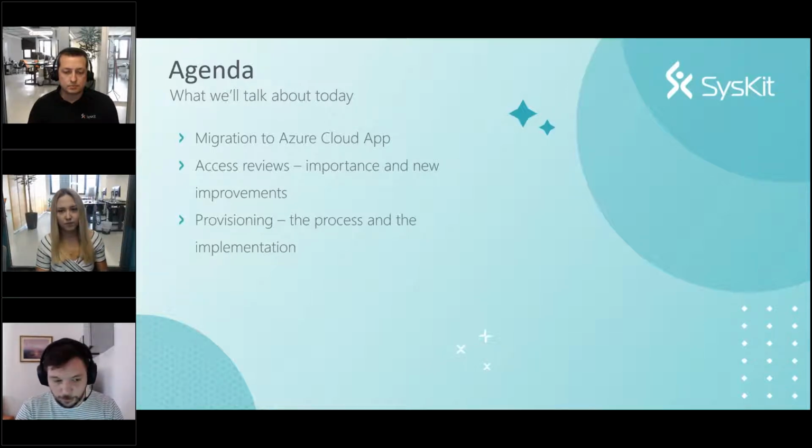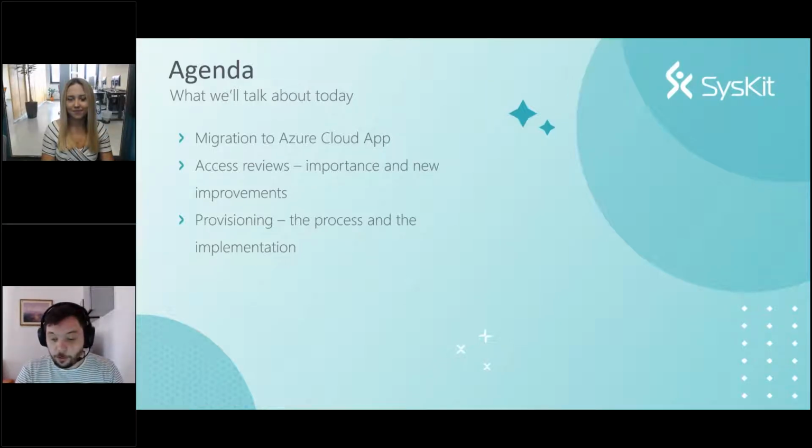I'm going to talk a bit about why we did that and how it makes life easier for our users. Then Alexandra will tell you a bit about access reviews, why they're important for your organization, and how you can use SysKit Point to help you do access reviews. And the last but not the least is our provisioning. We've added provisioning to our SysKit Point solution in this version 20 update. Then we're going to talk a bit about why it's important to have a provisioning setup and how SysKit Point can help you with that.